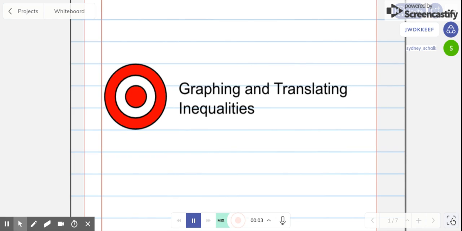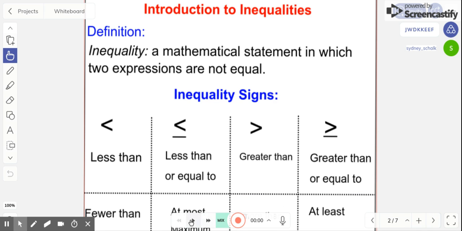Hello, 7th graders. Today we are going to be looking at graphing and translating inequalities. The definition of an inequality is a mathematical statement in which two expressions are not equal. So we use different symbols to express these.